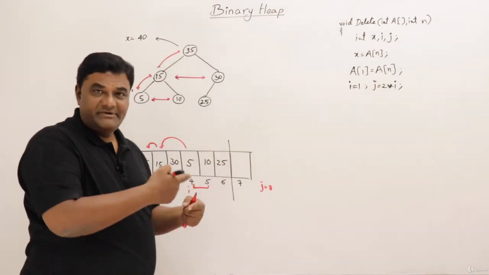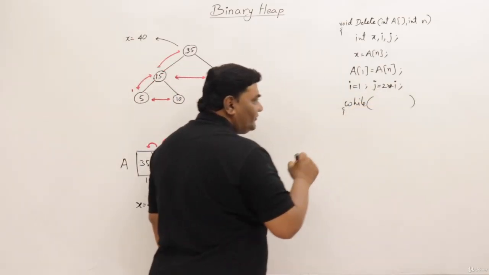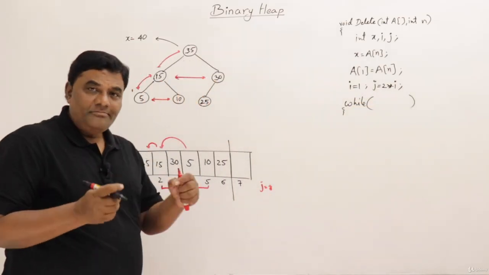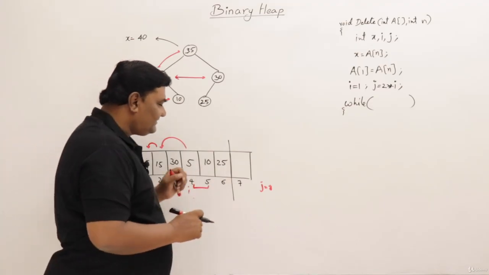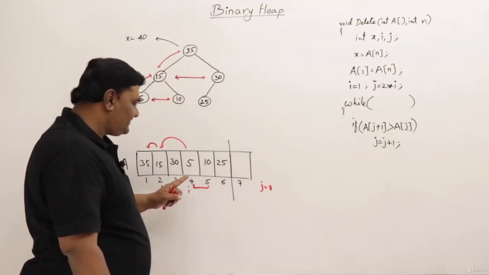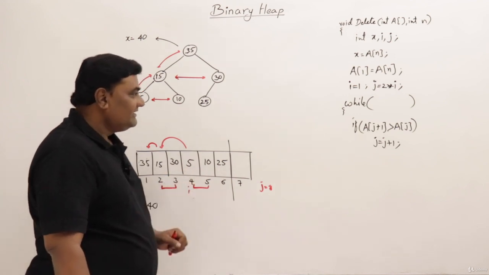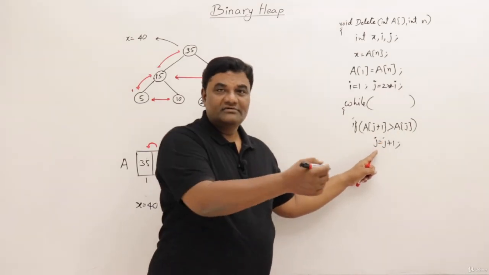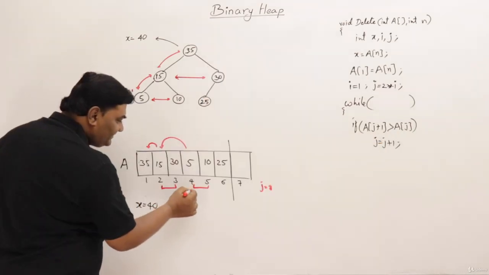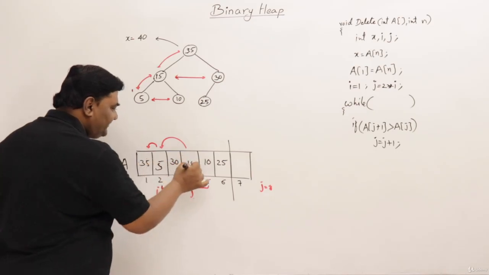Now the procedure is repeating, so I have to write a loop. I will write a while loop. What do I have to do every time? Compare left child and right child. Whichever child is greater, let j point to that child. Suppose j is pointing here at 4, then the right child is the next element only. So if A of j plus 1 is greater than A of j, then move j to the right child.